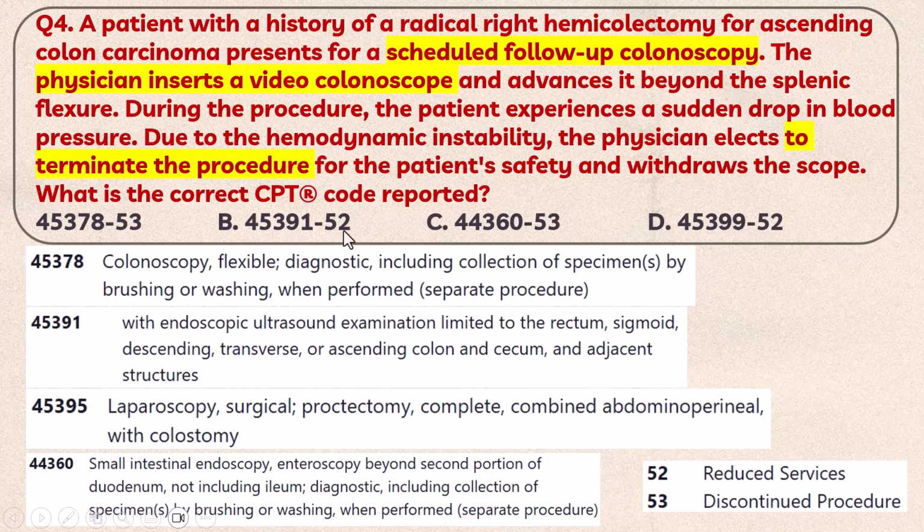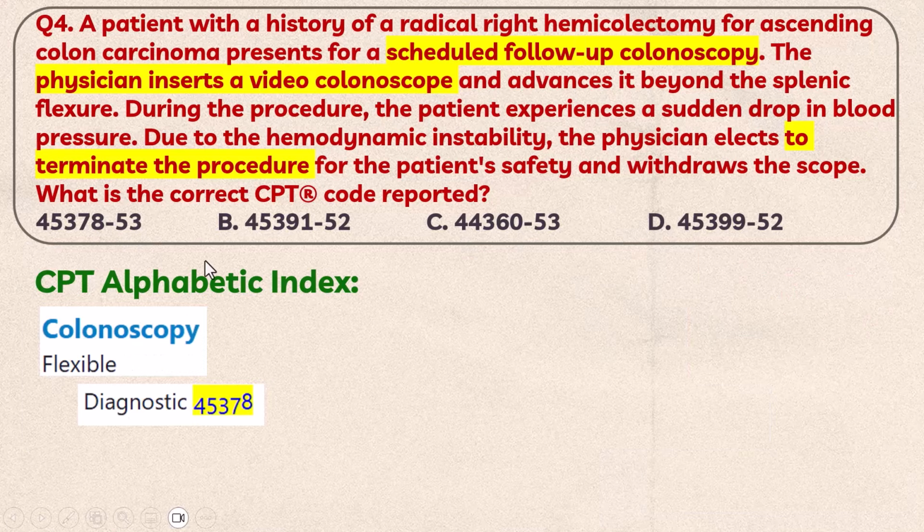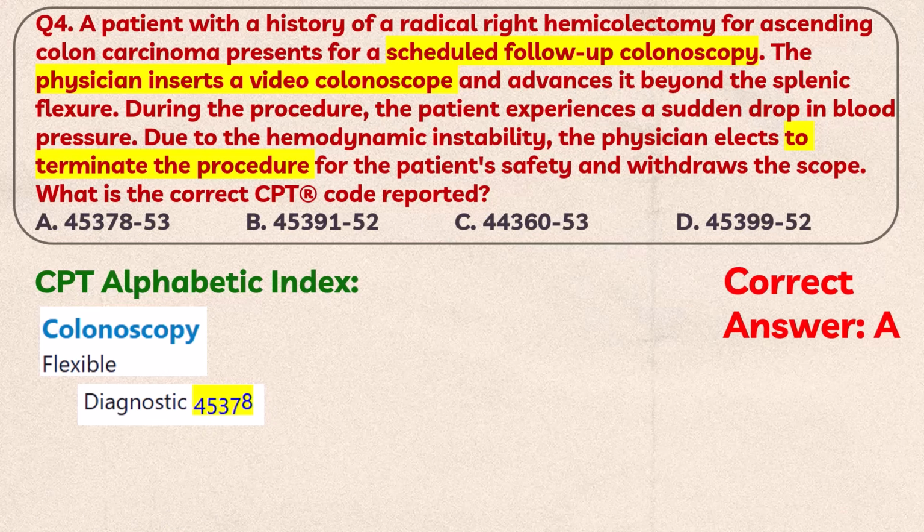So here the correct code will be 45378. When you look at modifiers 52 and 53, 52 is for reduced services, 53 is discontinued procedure. In this case, the procedure is discontinued due to the issues with the patient's status. So the correct modifier will be 53. So the correct answer will be answer A, that is 45378 with modifier 53. If you use the CPT alphabetic index, first go to the main index, colonoscopy. Then the subterm is flexible, diagnostic. It will lead you to the code 45378. Again, go back to the tabular list and confirm the answer. Once you confirm, the correct answer will be answer A.